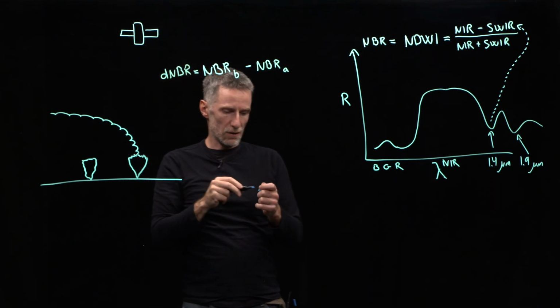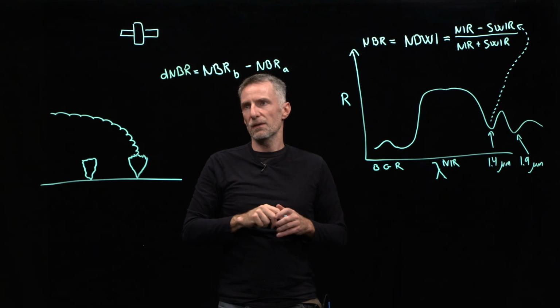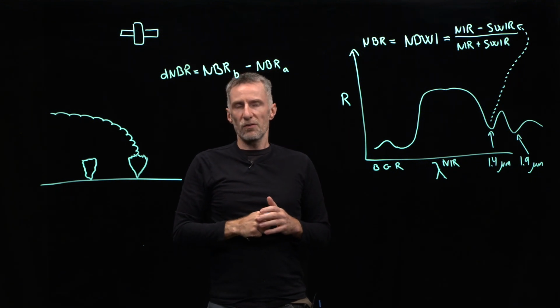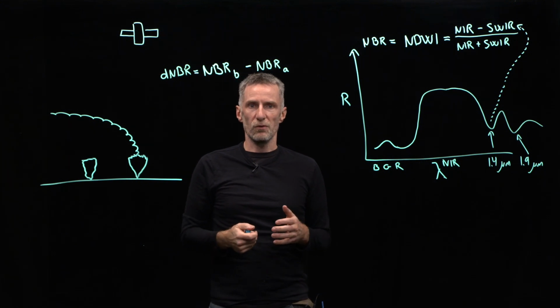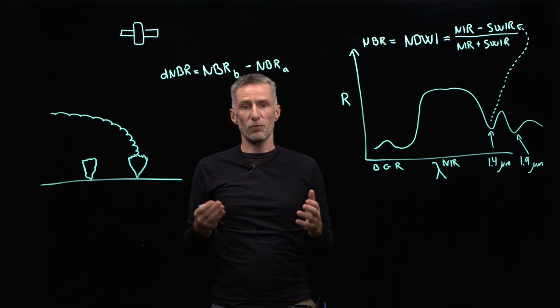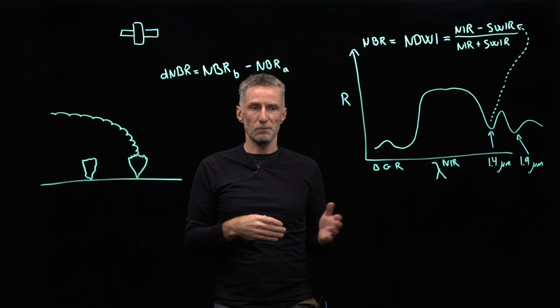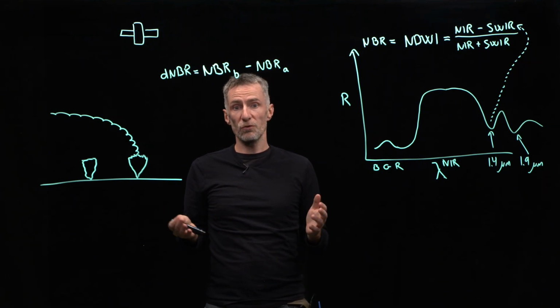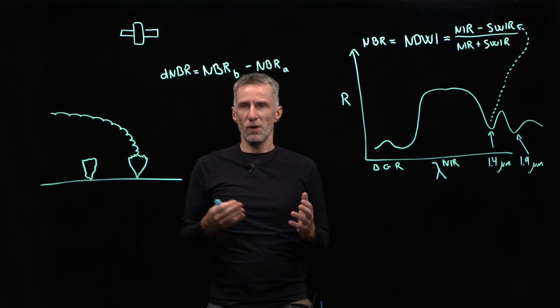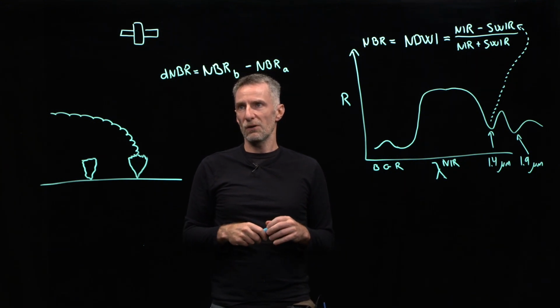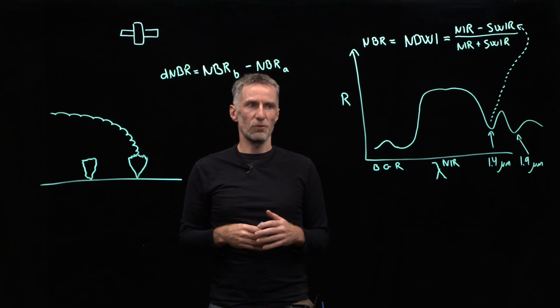The dNBR, if we map that for an area that has burned, we'll notice that it's actually related to a variety of things that can be observed on the ground. This could be, for example, the proportion of trees that are left standing after the fire, the soil moisture in the area after the fire, and various other vegetation parameters that can tell us something about how the vegetation is going to regrow.